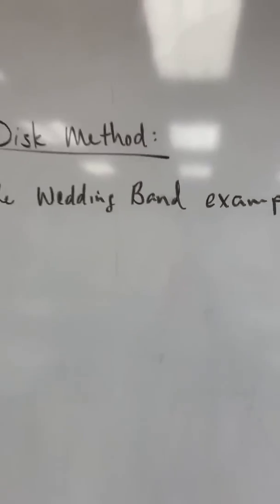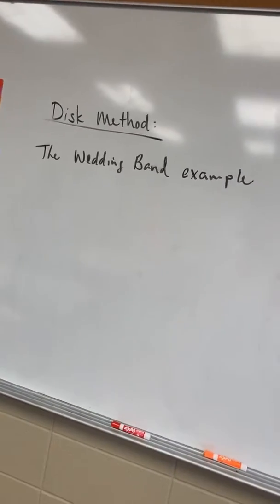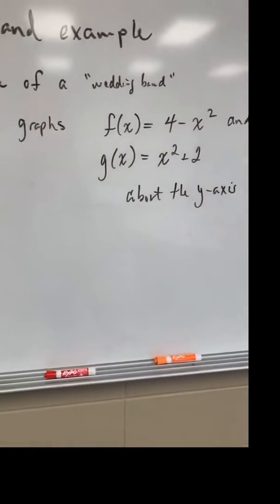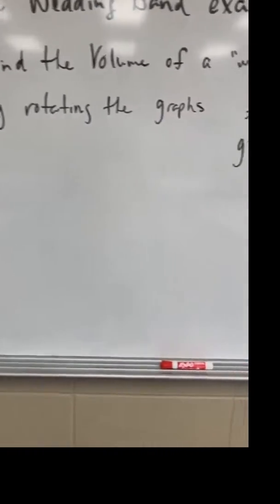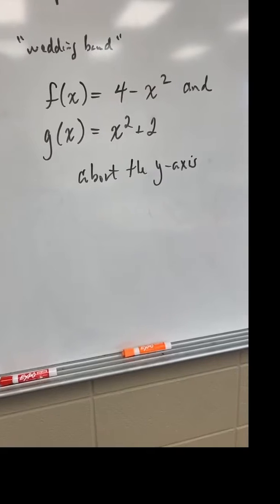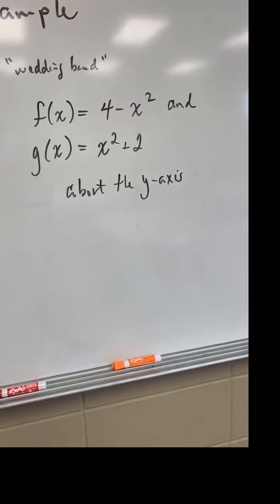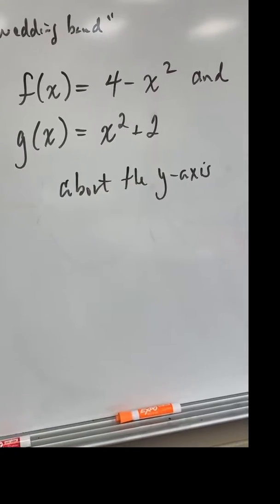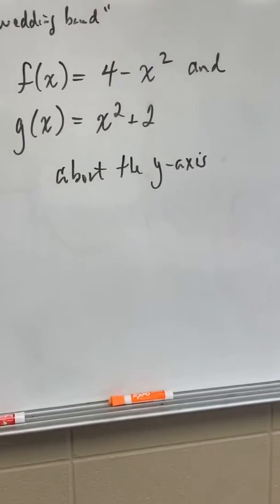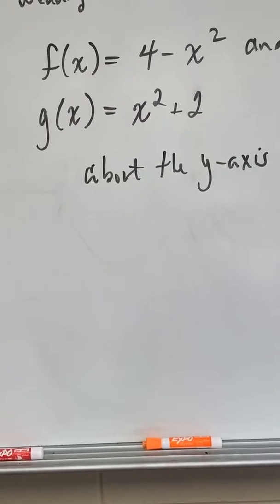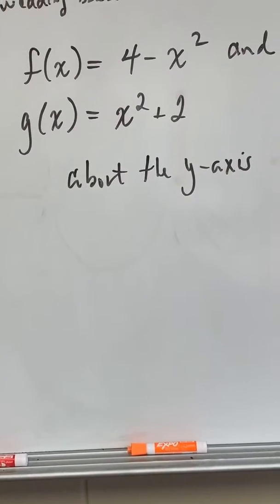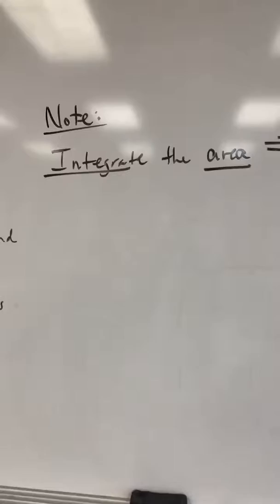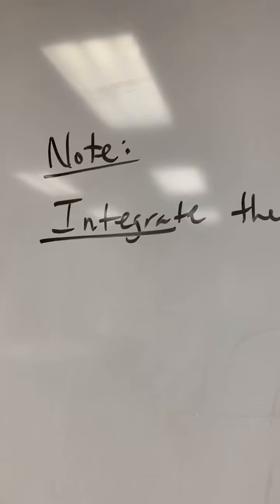It's going to be the wedding band example, and you'll see why when I put it on the computer screen. We're going to find the volume of a wedding band by rotating the graphs f of x equals 4 minus x squared, and g of x equals x squared plus 2 about the y-axis. These two equations are your important pieces of information, plus knowing which axis we're about to revolve around.